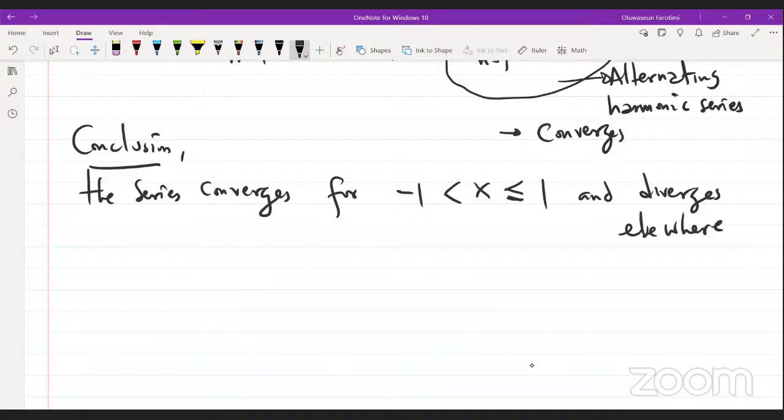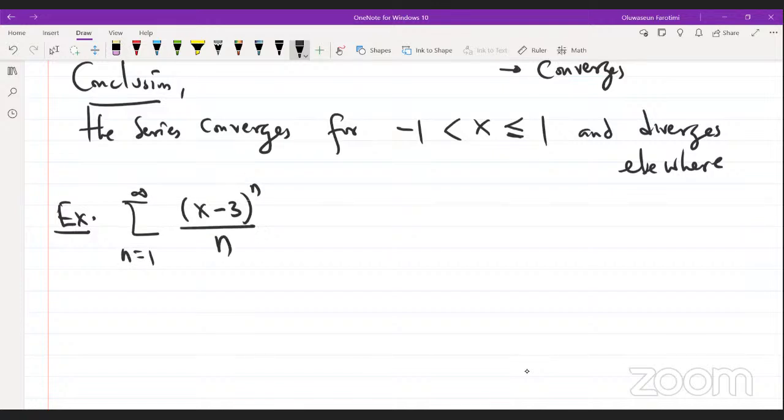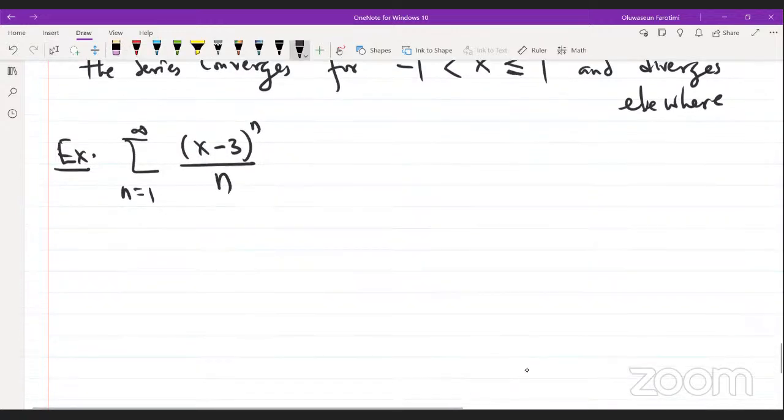Now let's look at another example. The sum from n equals 1 to infinity of (x minus 3) to the power of n divided by n. Again, keep in mind that we have to use the ratio test. We need the interval, the values for which this converges. So what do we do? How do we treat this?